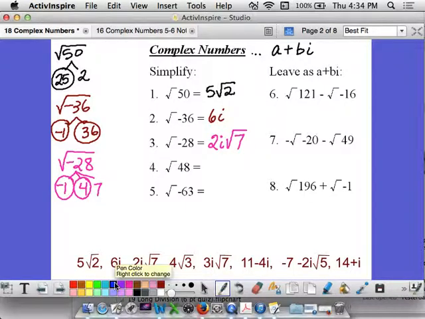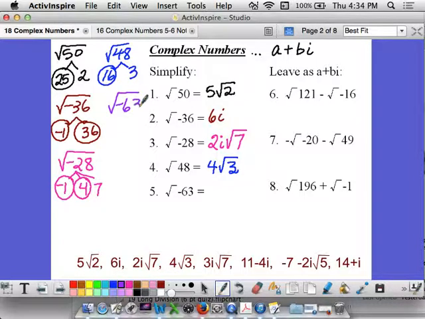The square root of 48. The factor of 48 that I like to use is 16. 16 times 3. The square root of 16 is 4, leaving the square root of 3. And then I have the square root of negative 63. I know the square root of negative 1. I know the square root of 9, but I don't know the square root of 7. The square root of 9 is 3. The square root of negative 1 is i. So this is 3i square roots of 7.